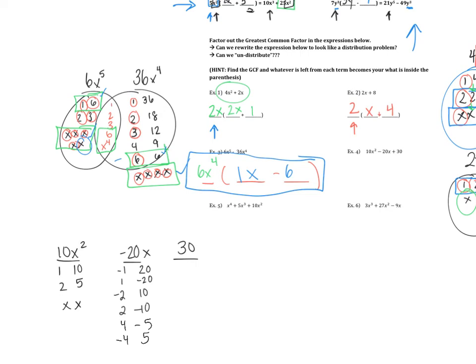Then you're going to come up and do 30. So this is a positive 30. So it's 1 and 30, and 2 and 15, and 3 and 10, and 5 and 6. Okay? So, oh, and I forgot on my x is an x. On my 20 is an x.